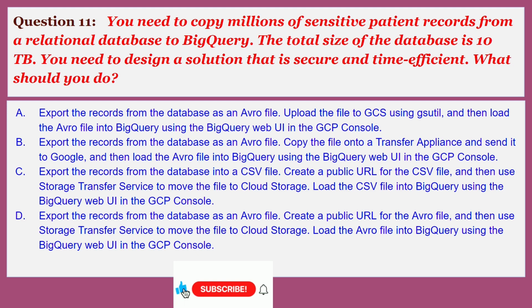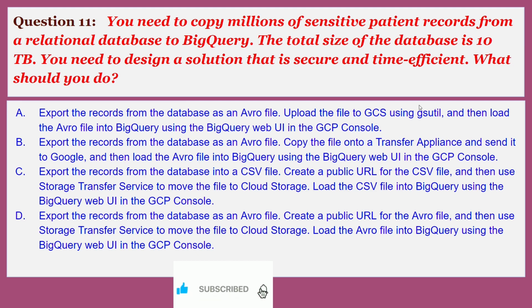This question mainly deals with copying millions of sensitive patient records from a relational database to BigQuery. Since it's sensitive data, we cannot create a public URL for this. Because of that, we can eliminate options C and D, because creating a public URL is not good for sensitive patient records. So we are left with options A and B, and we need to choose our answer from either A or B.